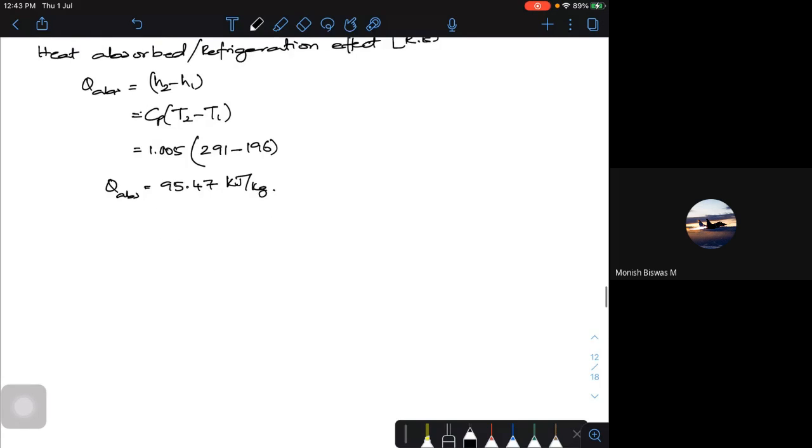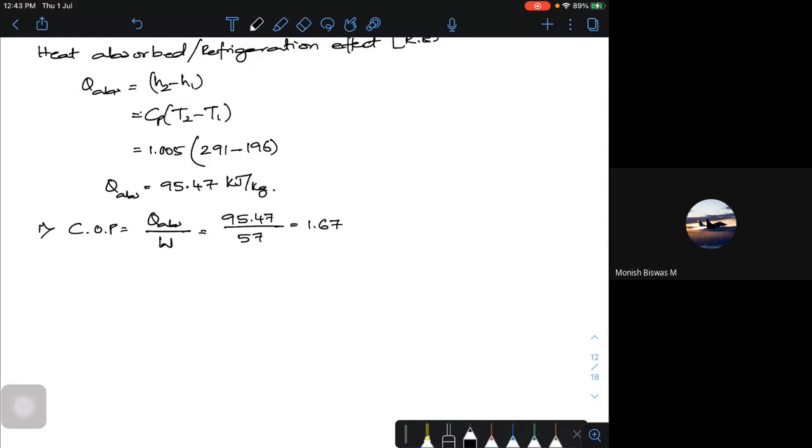First thing, let's try to write the coefficient of performance. What is this actually? This is equal to heat absorbed or refrigeration effect divided by work done. This is 95.47 divided by 57. I am getting around 1.67 without any unit. This is the COP of your air refrigeration cycle.